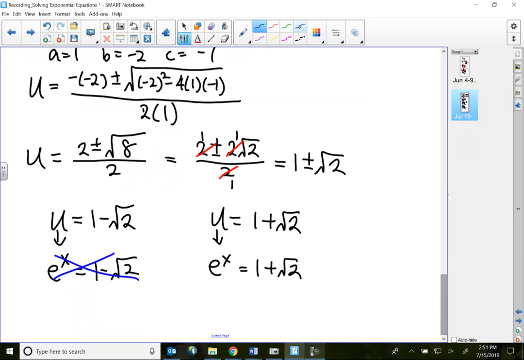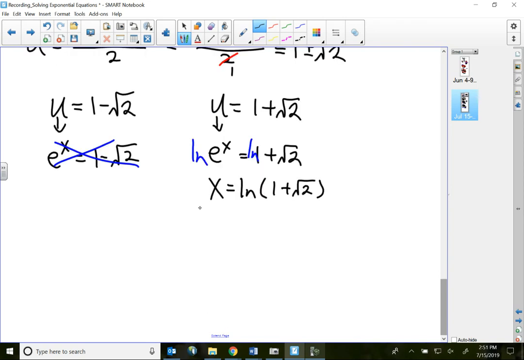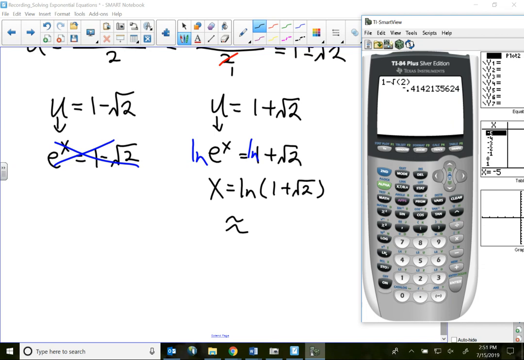All right, so this one, take a natural log on both sides. My exact answer, x is equal to natural log of, these 2 terms go together with a natural log. So my exact answer is natural log of 1 plus square root of 2. My approximation, natural log of 1 plus square root of 2, that'll be about 0.8814.